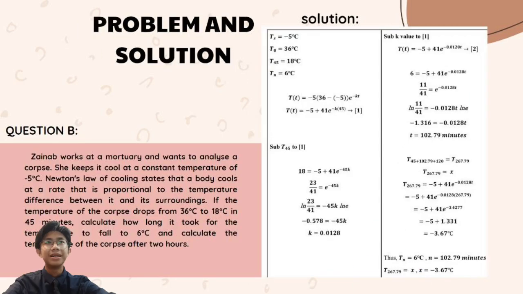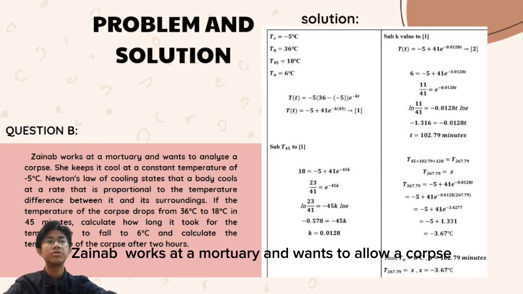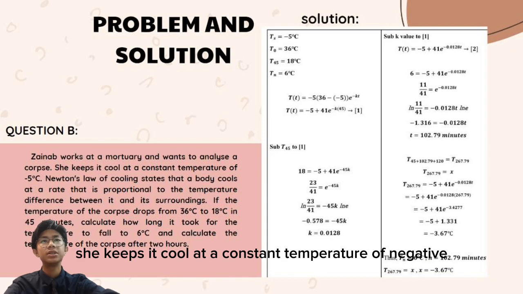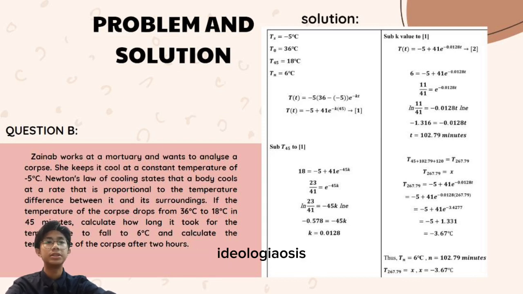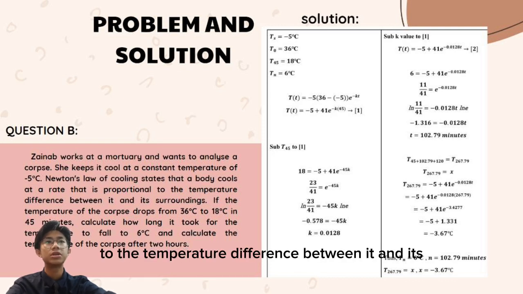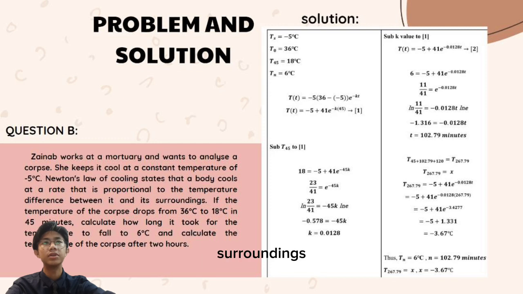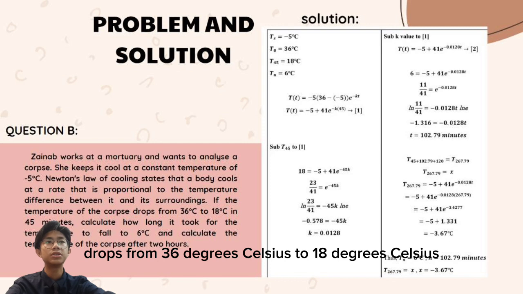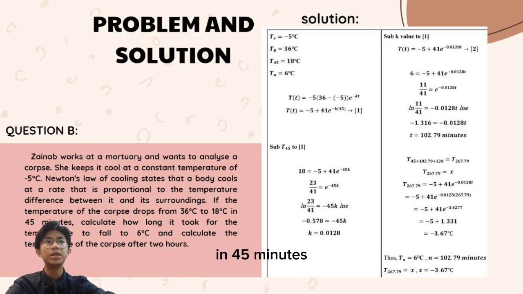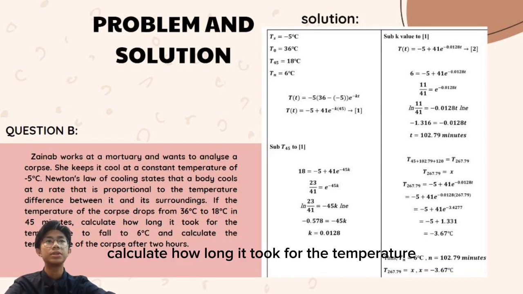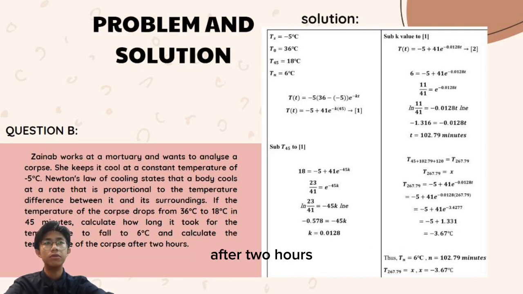My name is Muhammad Kamran Adam bin Kamal and I am going to explain question 4. The question is, Zainab works at a mortuary and wants to analyze a corpse. She keeps it cool at a constant temperature of -5 degrees Celsius. Newton's law of cooling states that a body cools at a rate that is proportional to the temperature difference between it and its surroundings. If the temperature of the corpse drops from 36 degrees Celsius to 18 degrees Celsius in 45 minutes, calculate how long it took for the temperature to fall to 6 degrees Celsius and calculate the temperature of the corpse after 2 hours.